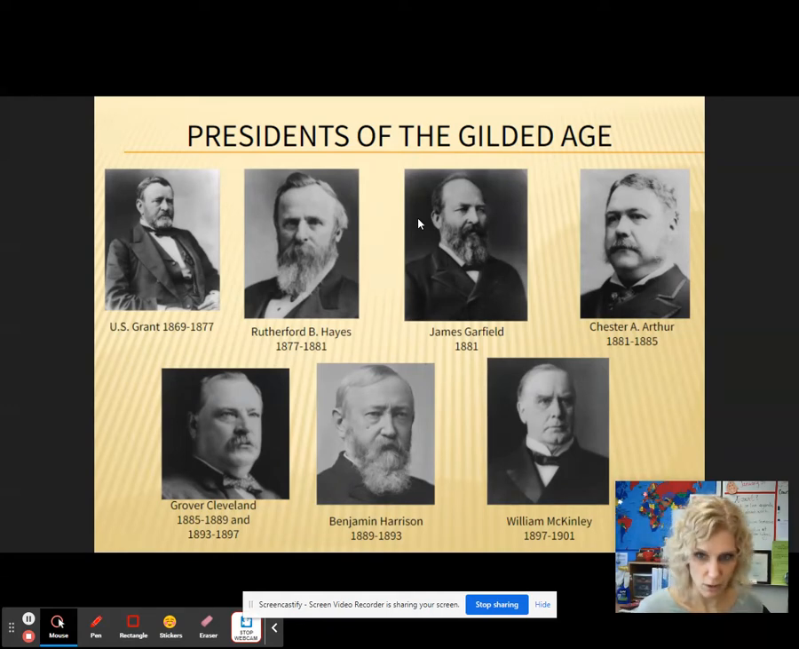Chester A. Arthur, Grover Cleveland. And Grover Cleveland, interestingly enough, was the only president that was elected twice. He served from 1885 to 1889, and then again from 1893 to 1897. So that's kind of interesting. Benjamin Harrison, and then William McKinley, who was also assassinated. So there were a couple of assassinations during this time period.